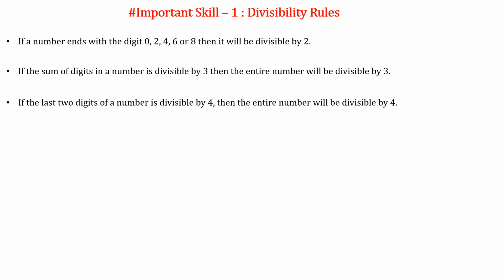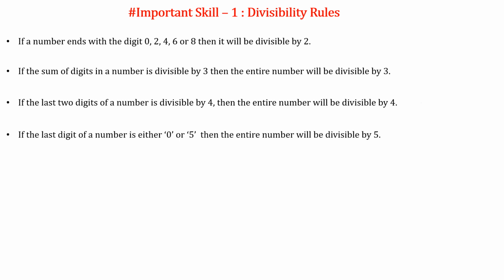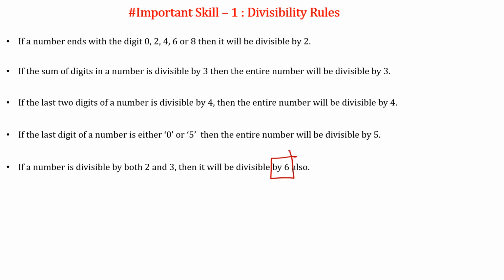Now coming to the divisibility test for 5, that's pretty easy. If the last digit of a number is either 0 or 5, then the number is divisible by 5. What about the divisibility test for 6? In order for a number to be divisible by 6, it should be divisible by 2 as well as 3. For example, 189 we saw earlier. It was divisible by 3, but it is not divisible by 2. So this number is not divisible by 6.